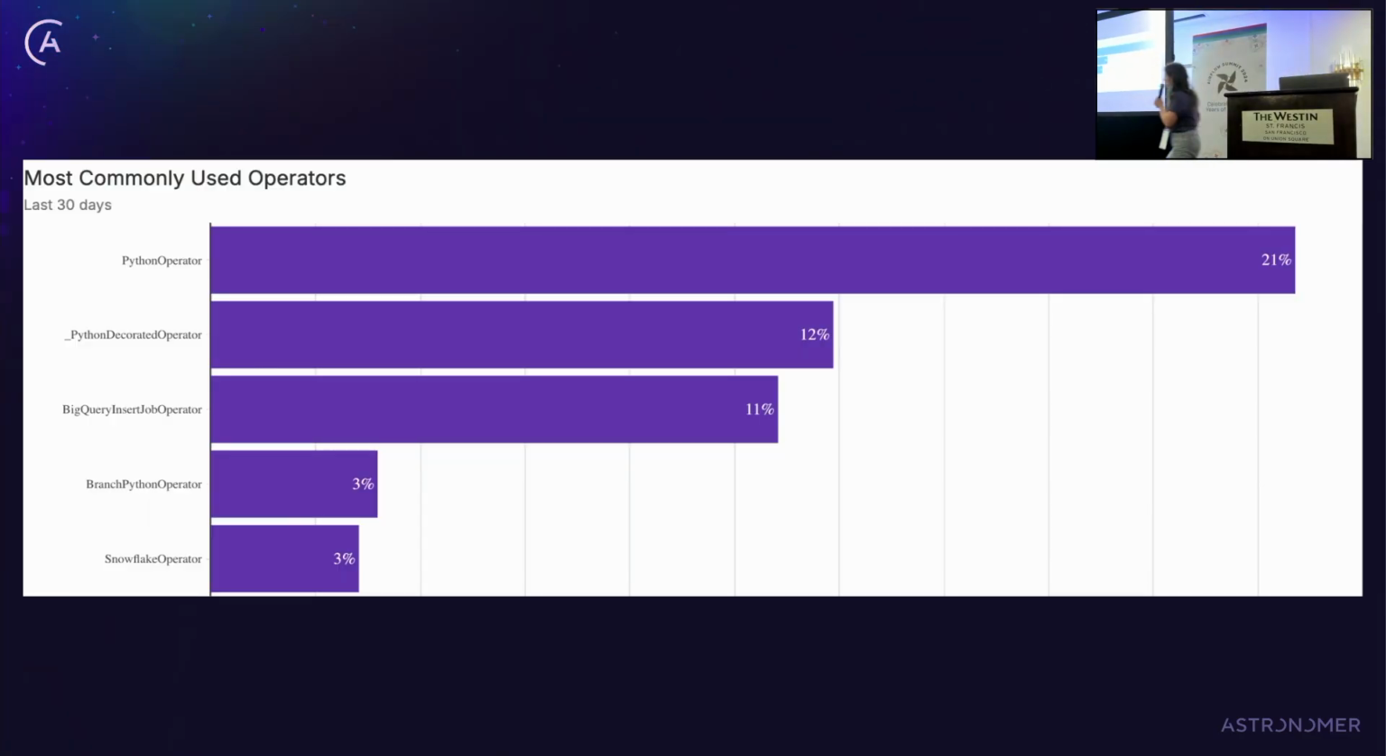It's written a bit small, but these are the top 5 operators. So Python operator is 21% of the operators run, and it's followed by the Python decorated operator. And in fact, if you add them both, you get 1/3 of all operator runs within our customer base. And then you have the BigQuery insert job operator, the branch Python operator, and the Snowflake operator.